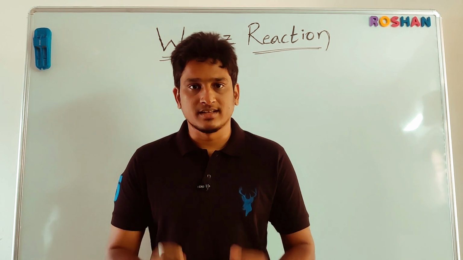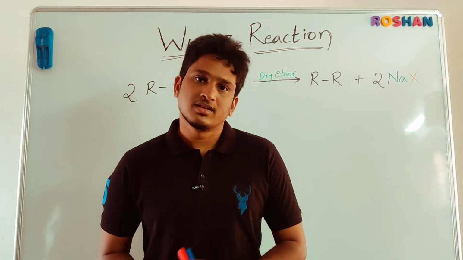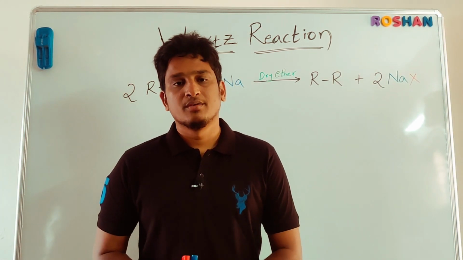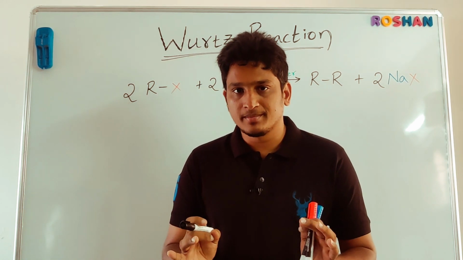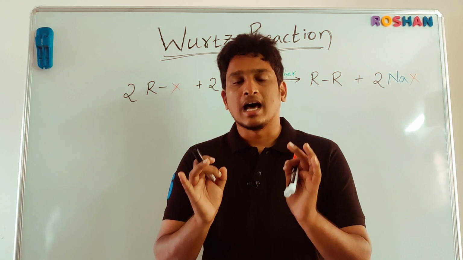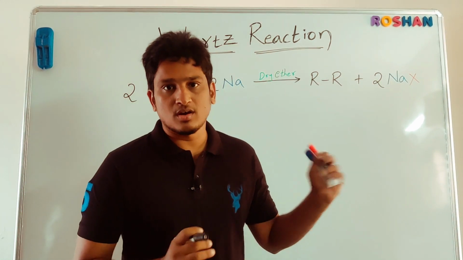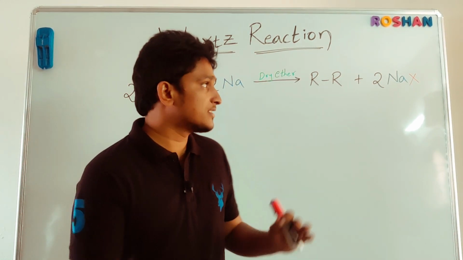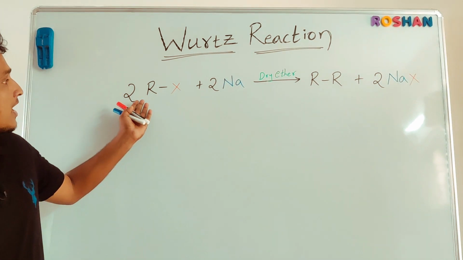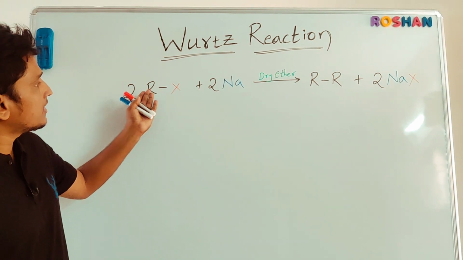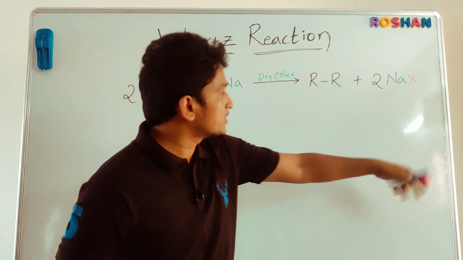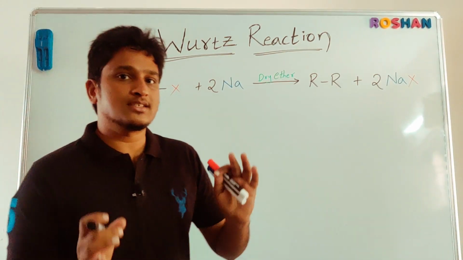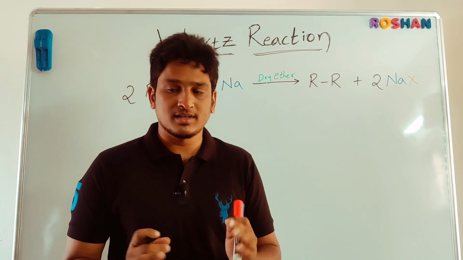So let's start the discussion. Students, the Wurtz reaction is when alkyl halides are treated with highly reactive sodium, it produces alkanes and a sodium salt. You can see the general reaction here. R indicates an alkyl part, X is a halogen, and with sodium it produces alkanes and sodium salt. So first of all, let us discuss the mechanism of this reaction.